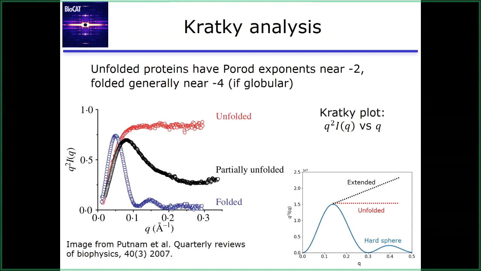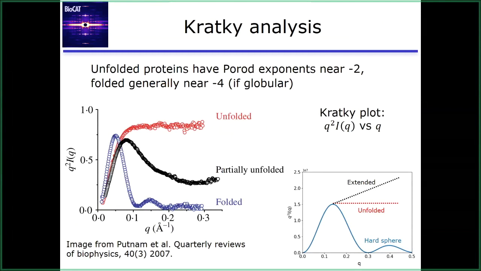And so what this is doing is it's weighting that intensity by q squared, which means if you have something that's unfolded, which you expect to decay as q to the minus 2 at high q, on this plot where it's been multiplied by q squared, it instead comes up and it stays constant. So you're seeing here in red on the left what an unfolded system looks like on a Kratky plot.